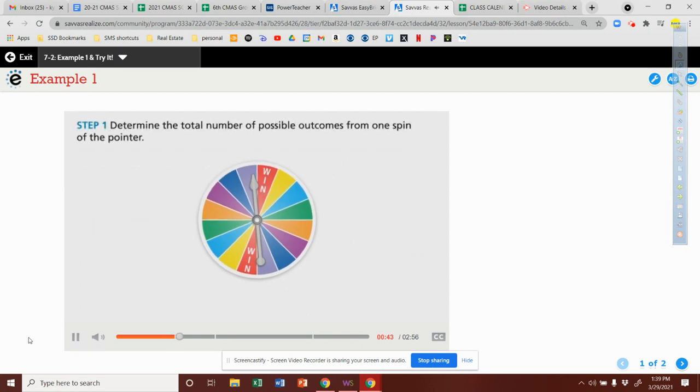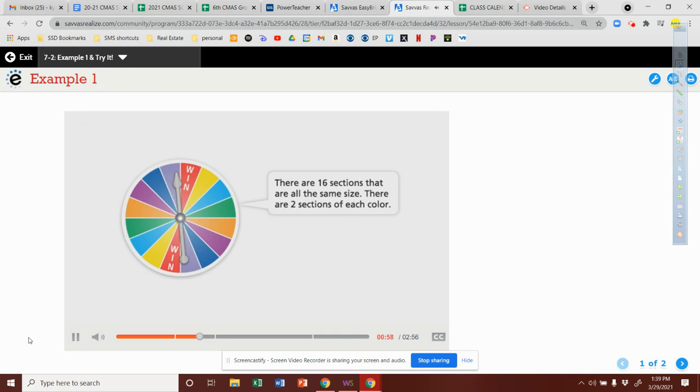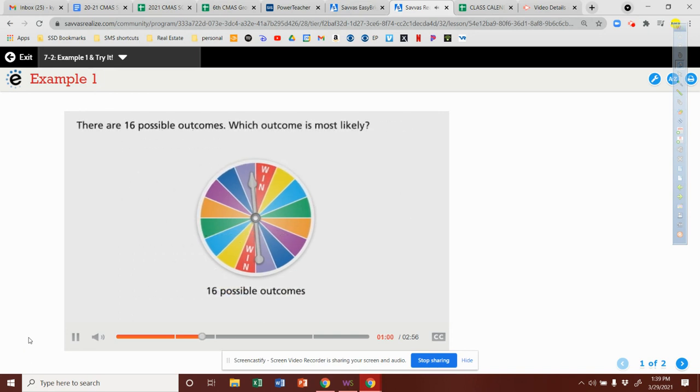The first step is to determine the total number of possible outcomes from one spin of the pointer. There are 16 sections that are all the same size. There are 2 sections of each color. The pointer could land on any of the 16 sections, so there are 16 possible outcomes.